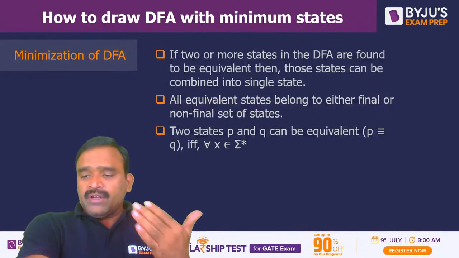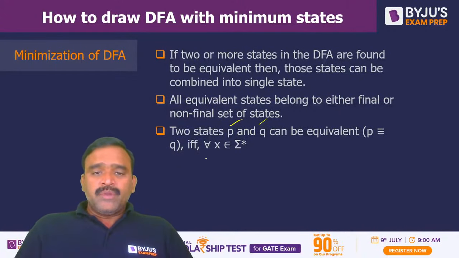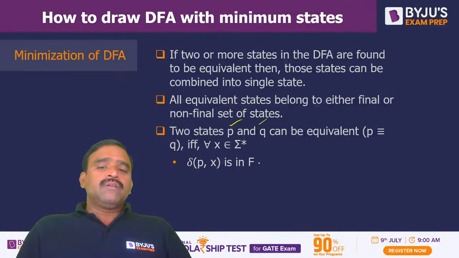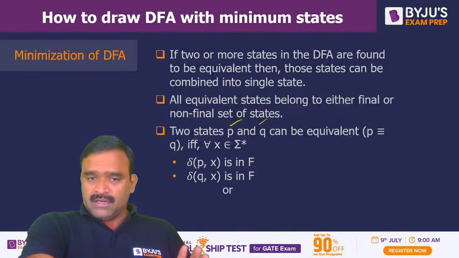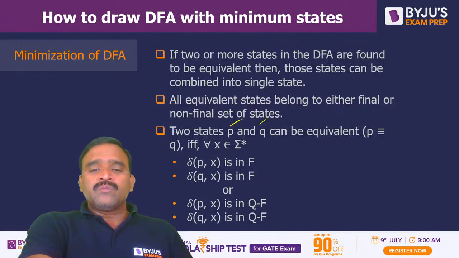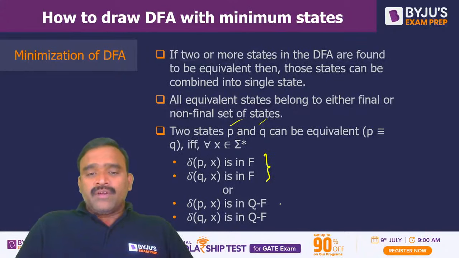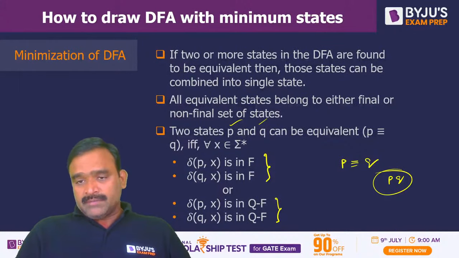For example, if you want to define equality, two states P and Q can be equivalent. So we can say that P is equivalent to Q if and only if for all x belongs to sigma star, whatever string you take in sigma star, if the transition of P comma x is in a final state, then Q comma x also must be in a final state. Or if the transition of P comma x is in a non-final state, Q comma x also must be non-final. So either both must be in final states or both must be in non-final states. Only then can we say that state P is exactly equivalent to state Q. So we can combine P and Q into a single state if they are found to be equivalent.